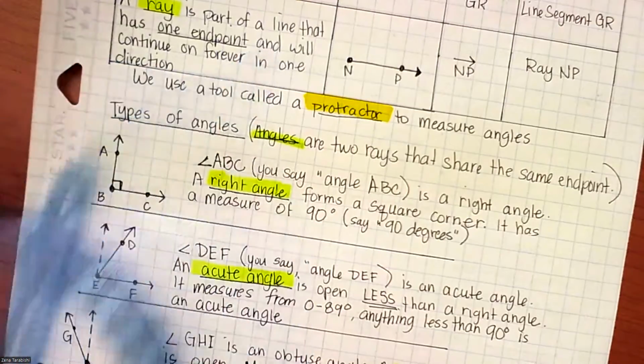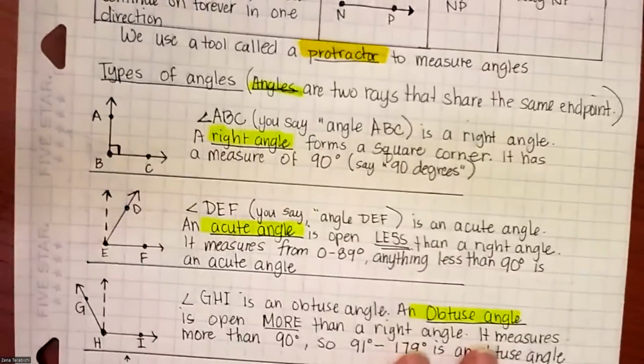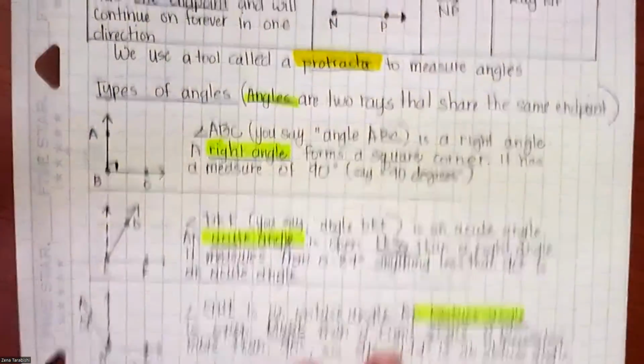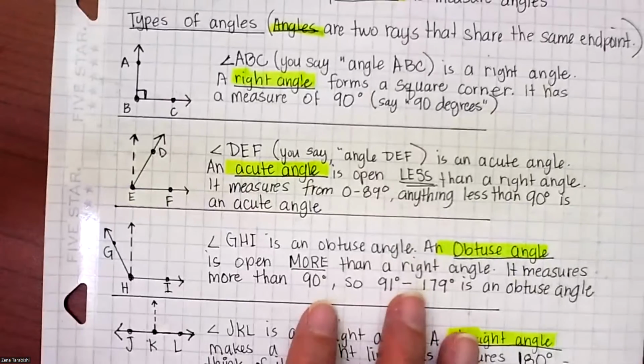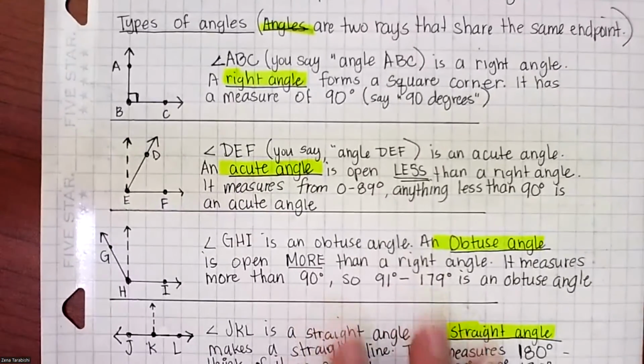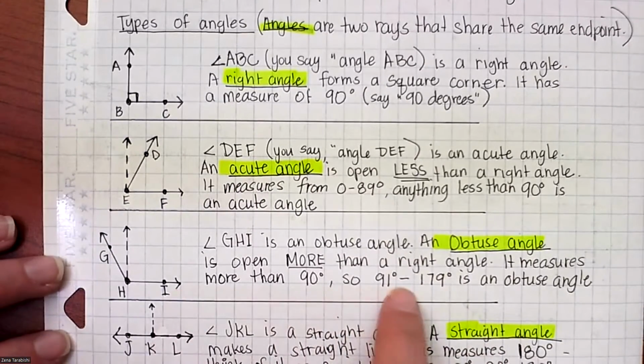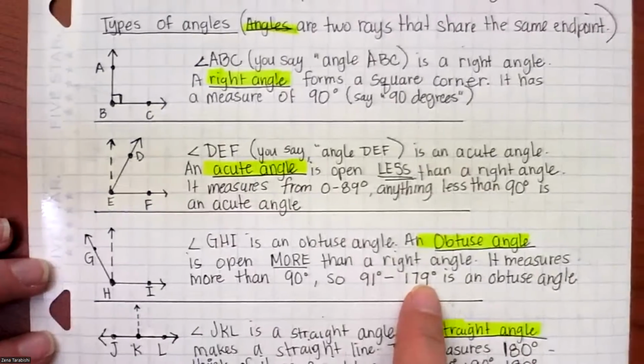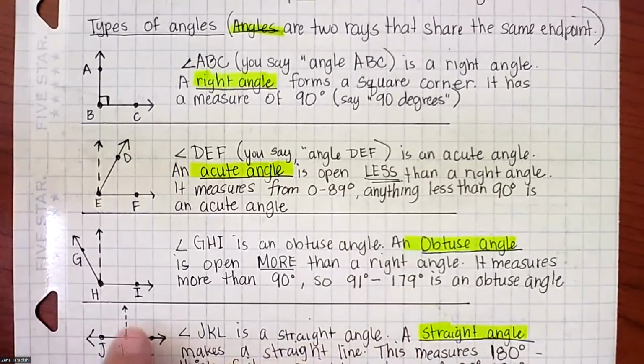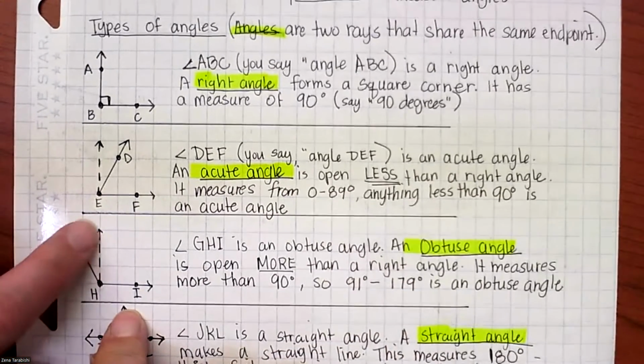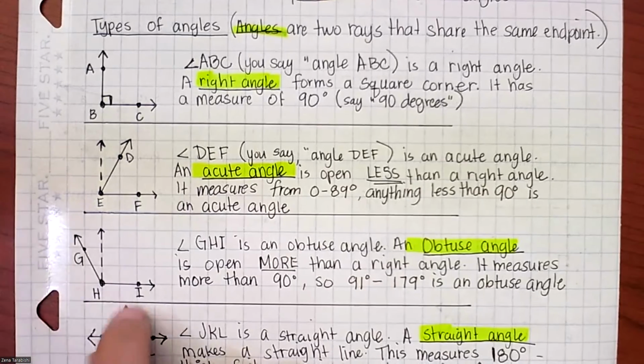This is nice because it has a little hole in each section to help you find your number. Now, an obtuse angle is an angle that measures more than a right angle, so more than 90 degrees. Anything from 91 degrees to 179 degrees is going to be an obtuse angle. So here you can see where the right angle would have been. You can see it's open even farther.